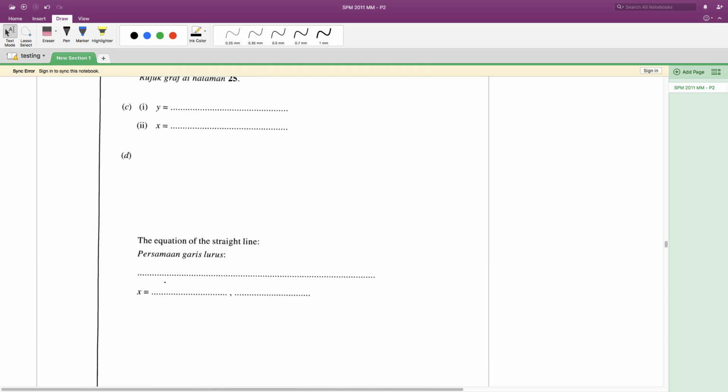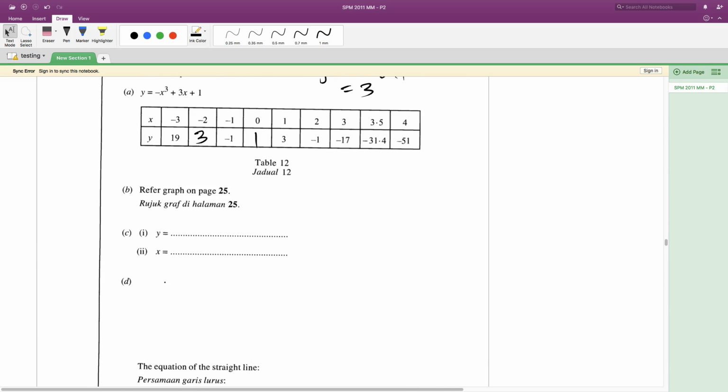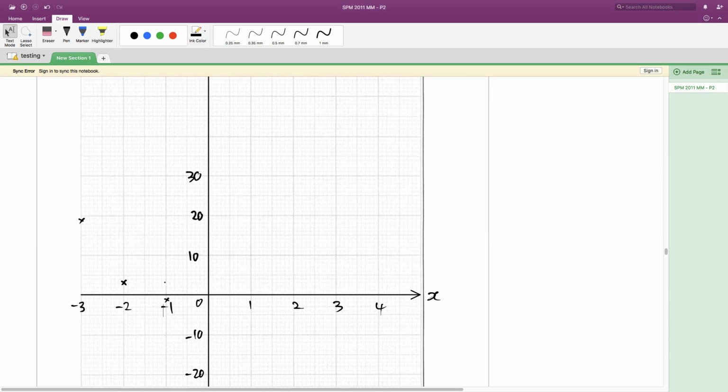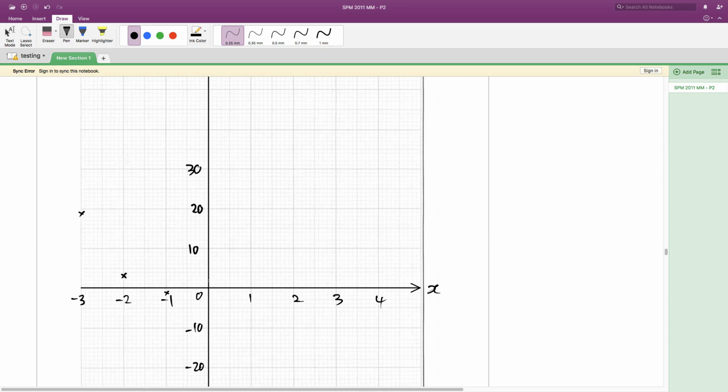Okay, and then the next one, 0, 1, and 1, 3. 0, 1 is somewhere here. 3 will be somewhere here.